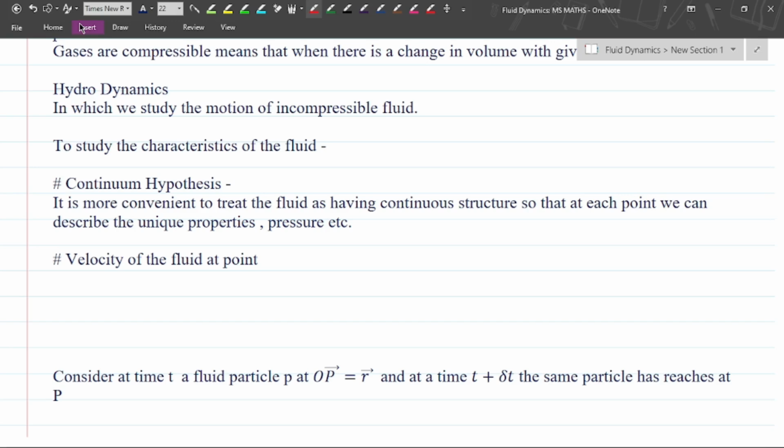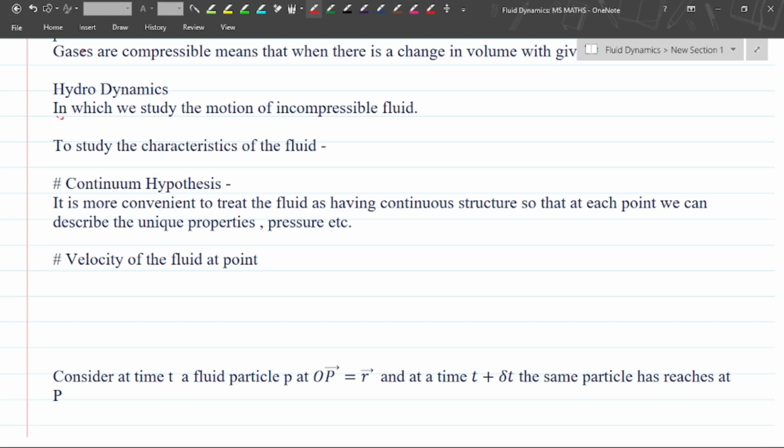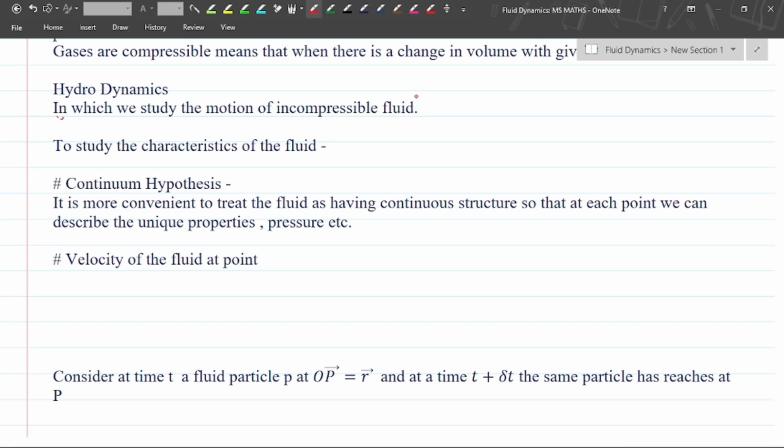Fluids, if I'm using the word fluid, it is more general. I can take liquids or I can take gases. But in the particular section hydrodynamics, we will focus only on liquids. It means incompressible fluids, that will be hydrodynamics. Hydro is quite related to water. Okay, so we'll discuss further about it.